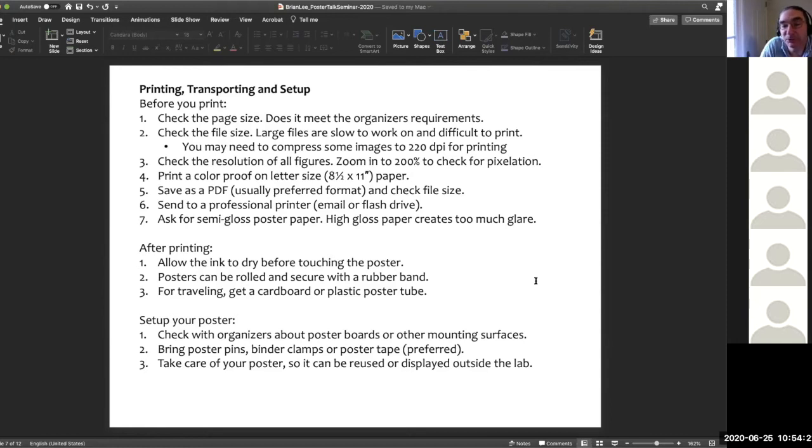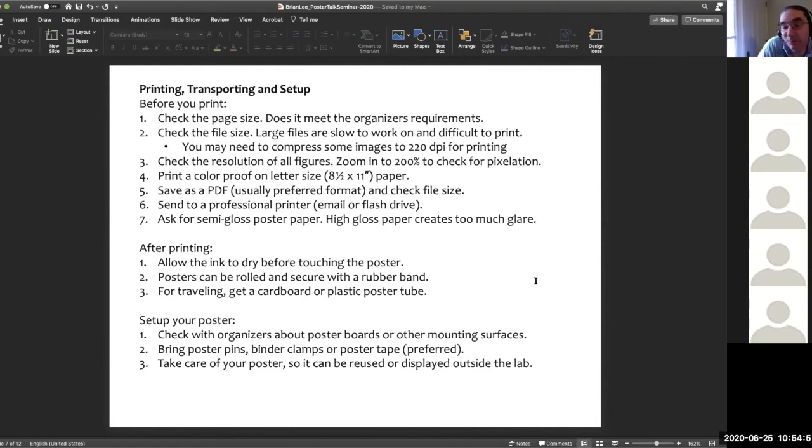As a general rule, if you've got a file size that's above 20 megabytes, it might be difficult to get it printed. If you're sending to a professional printer, you want to check and see, can you email the file? Again, if you're over 10 megabytes, you might have trouble emailing it. You might have to put it on a flash drive and carry it over to the print office.